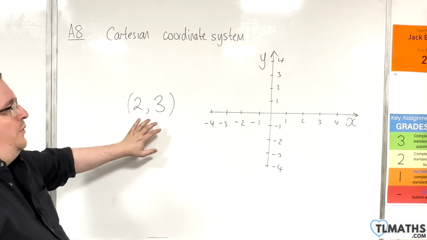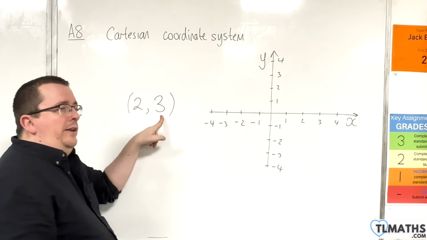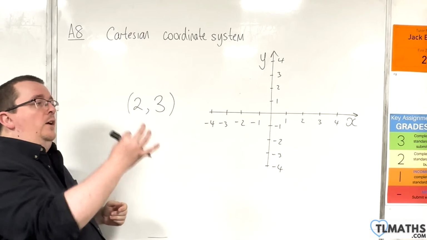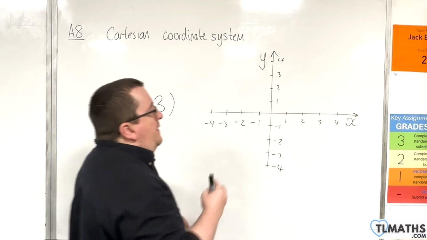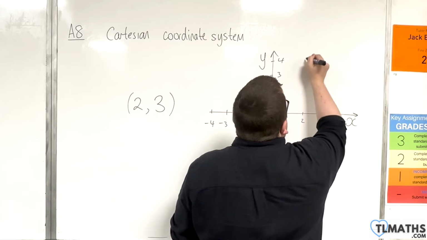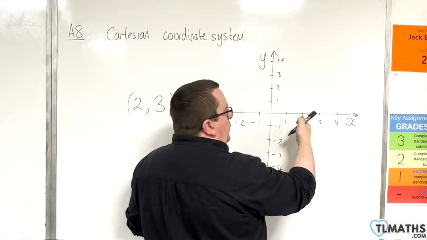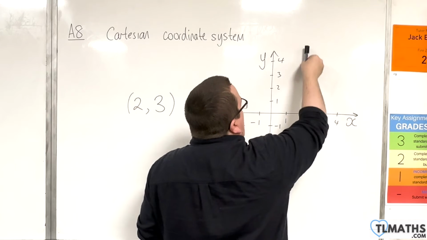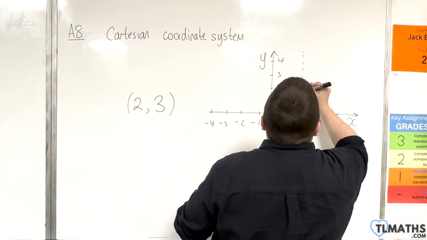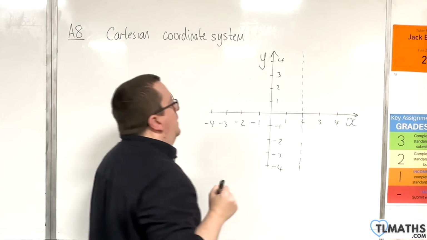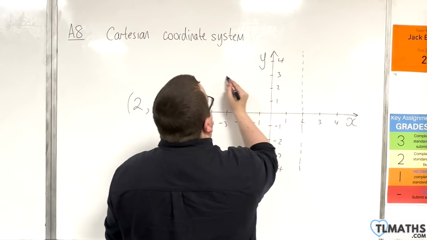So the point 2, 3, because the x-coordinate is 2 and the y-coordinate is 3, we're looking for the point where the x-coordinate is 2 and the y-coordinate is 3. Now the x-coordinate is 2 at any point on this vertical line, because that is where x is equal to 2. So it could be anywhere on that line, theoretically. So anywhere on that line. And the y-coordinate is 3 anywhere on this line.